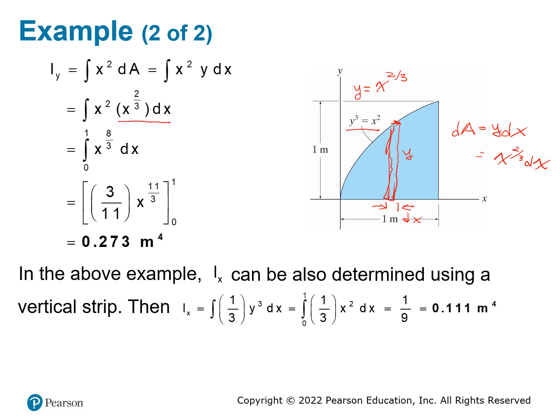Since we're calculating the moment of inertia of the area about the y-axis, this is going to be x squared, and this will be very simple. You do the integration, and that is the answer for that. So you can find out Ix and you can find out Iy, and this is the one that you calculated.